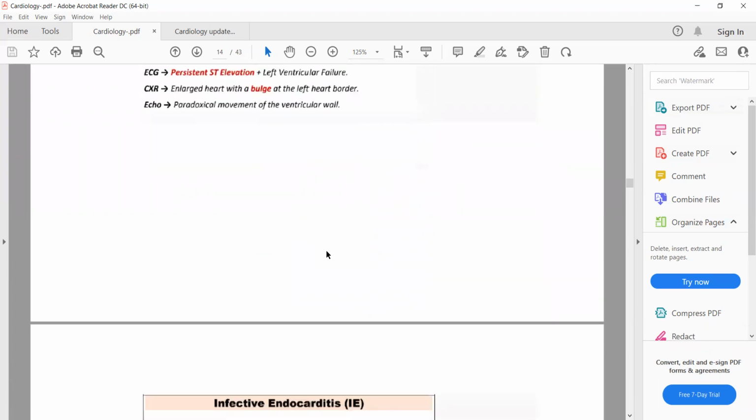So this was all about ventricular aneurysm. Is it clear, everyone? Can you please say again about this thrombus?